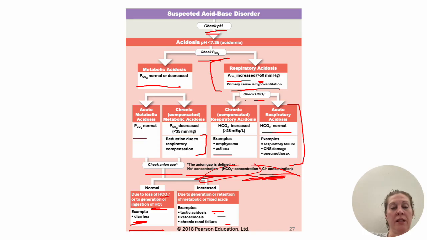Okay, so again, if the pH is below 7.35, you know you have acidosis. So next you're going to check carbon dioxide, the partial pressure of carbon dioxide in the arterial blood. Then you're going to be able to follow this chain through to see if it's acute or chronic, and if it is, then you know what to do.